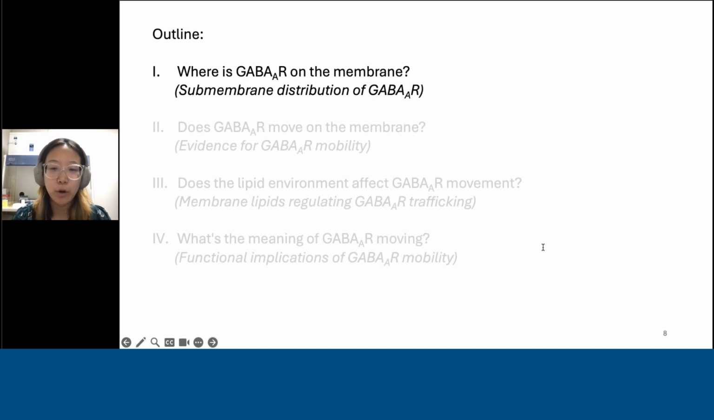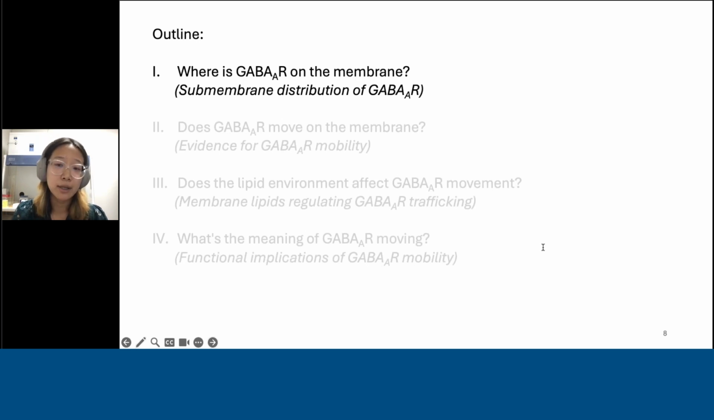So first of all, we want to know where the receptors are. And to answer this, we need to precisely visualize these domains and determine how the receptor interacts with them. However, these domains I talked about are exceptionally small. They're typically below 200 nanometers in size, making them difficult to resolve with traditional light microscopy.